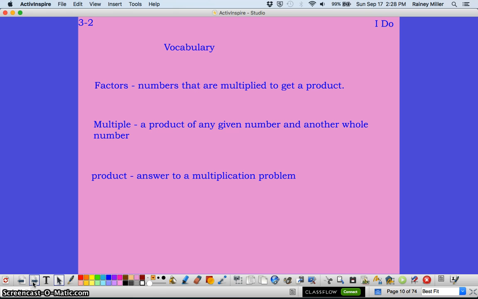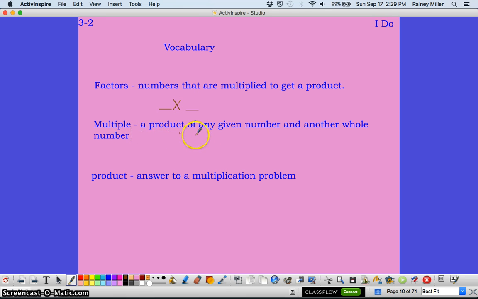So while you're doing that, factors: numbers that are multiplied to get a product. So in a problem you have your two numbers. Those are factors. So whenever we talk about the different numbers that are in the problem, those are factors.